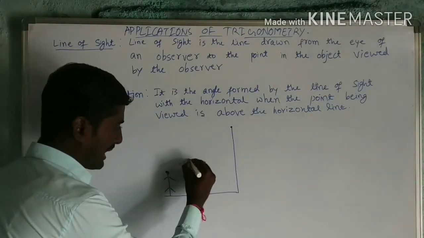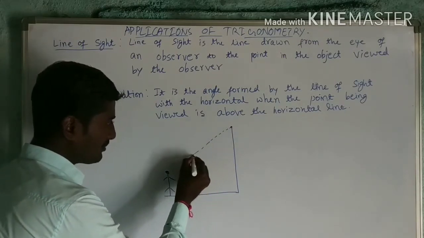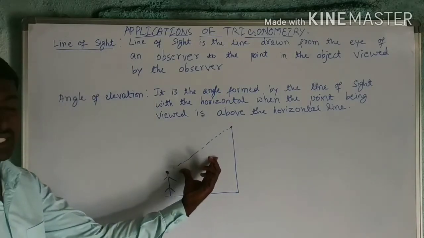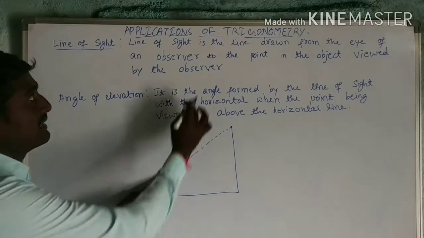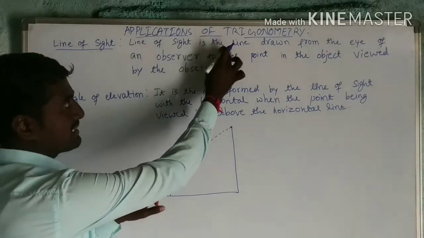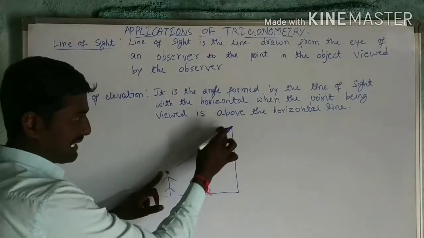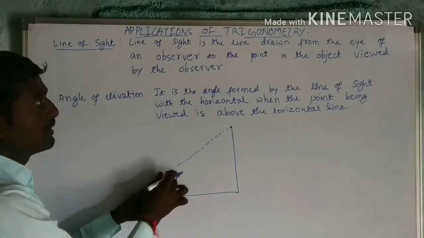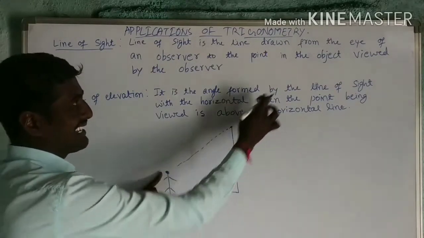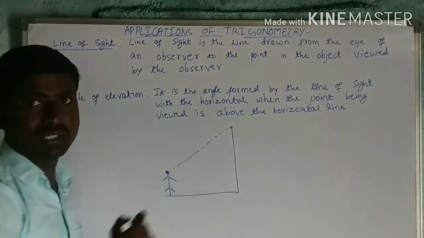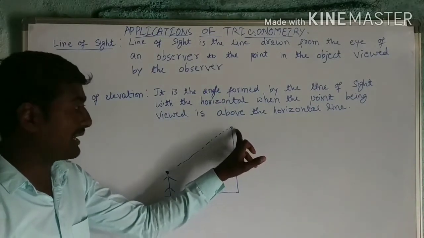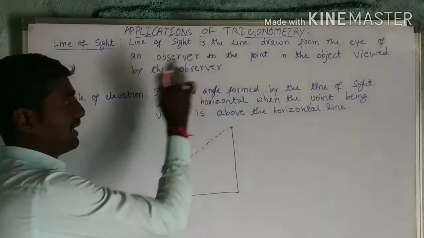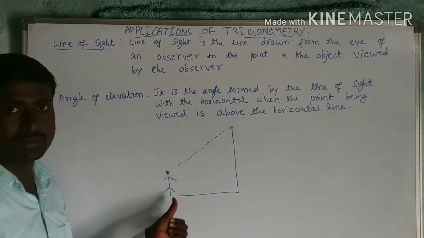Now this forms a line. So this line is called what? Line of sight. The line of sight is the line drawn from the eye of the observer to the point in the object. Let us take this as the object. In this object there is one point. He is observing that point in the object, viewed by the observer.